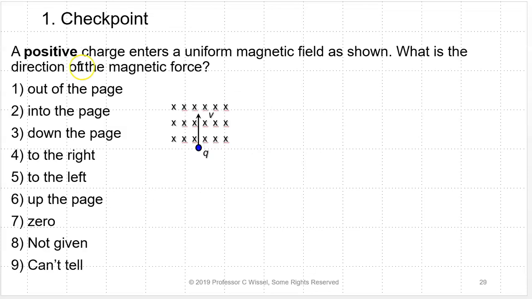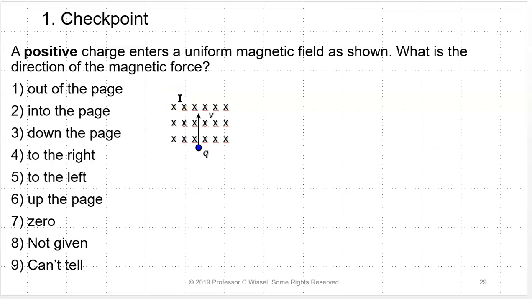Probably through chemical means. A positive charge enters a uniform magnetic field as shown. What is the direction of the magnetic force? This is a positive charge, so it's a right-hand rule thing. And the magnetic field is directed into the page. So your middle finger should be directed into the page.